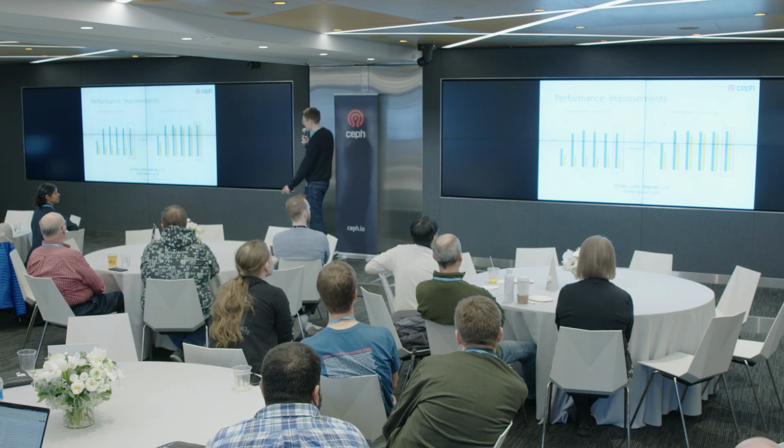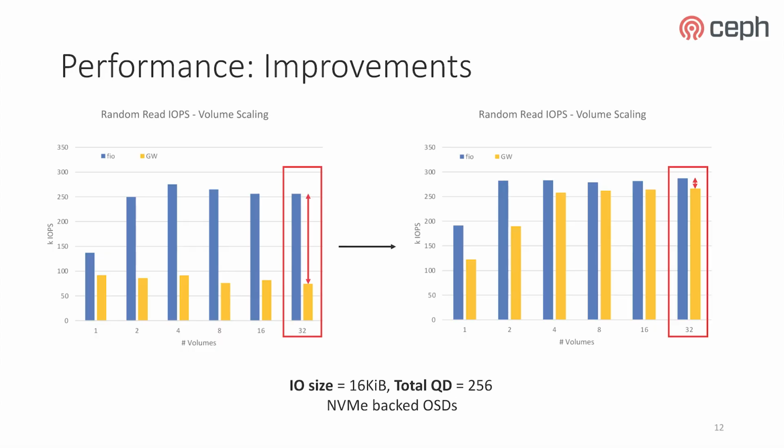On the left side is where we started, on the right is where we are now. What you see here is, on the y-axis, thousands of IOPS. Might be a bit small, but hope you can see it. And on the x-axis, you have the number of volumes, increasing. The blue bars are native access. We use FIO with librbd, so from user space instead of the kernel.